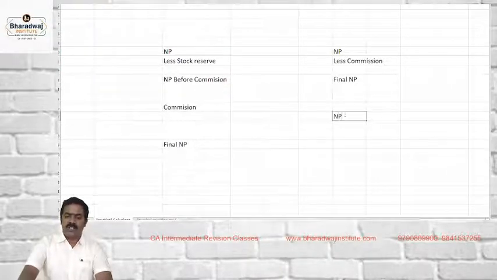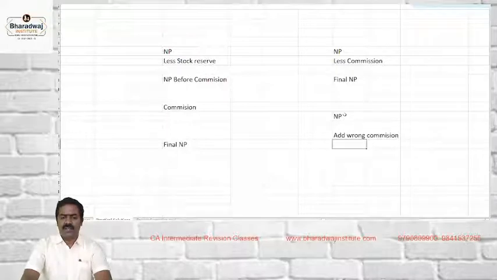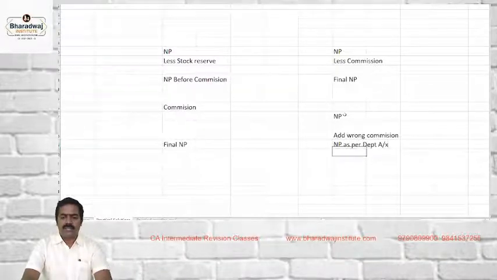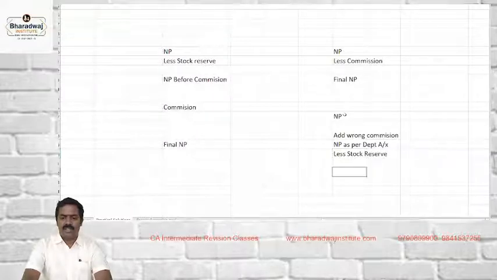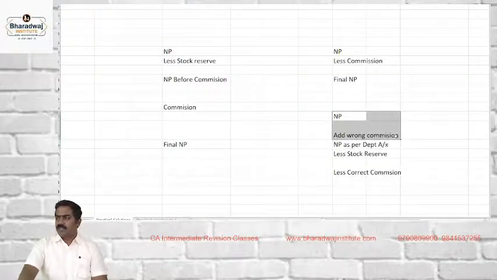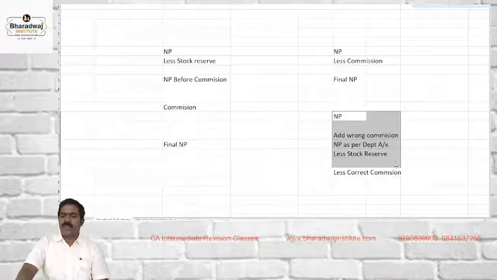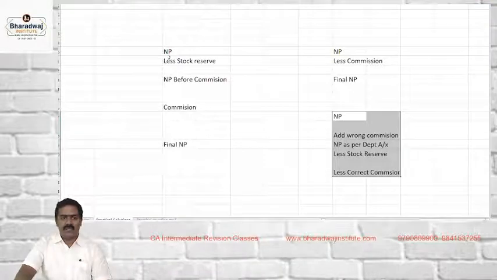Let us do rectification. Let us take the net profit, add back the wrong commission calculated. Then we will get net profit as per departmental P&L account. Then less stock reserve. Then let us work out the correct commission. So add back wrong commission, you will get the profit before commission. Eliminate stock reserve and recompute the correct commission. You will get the answer.